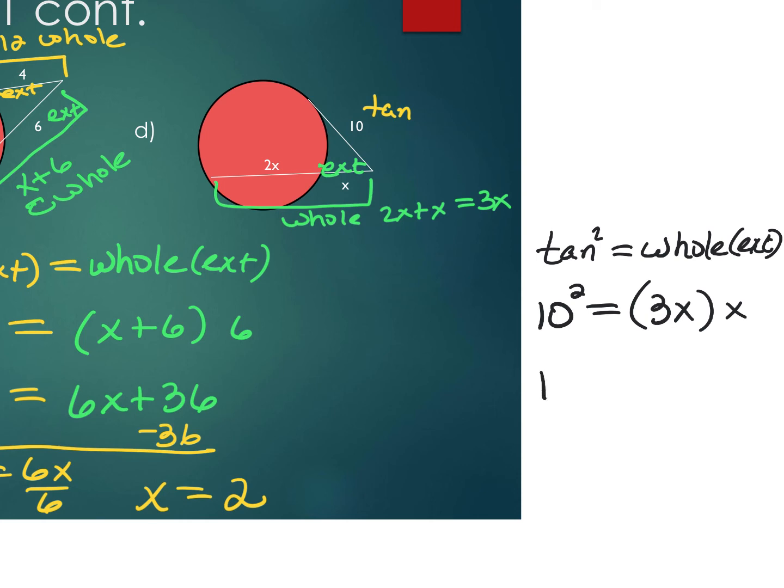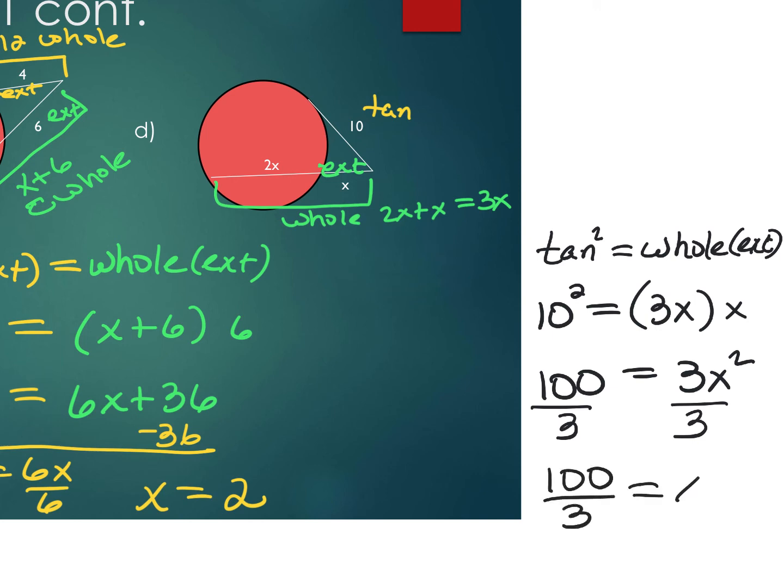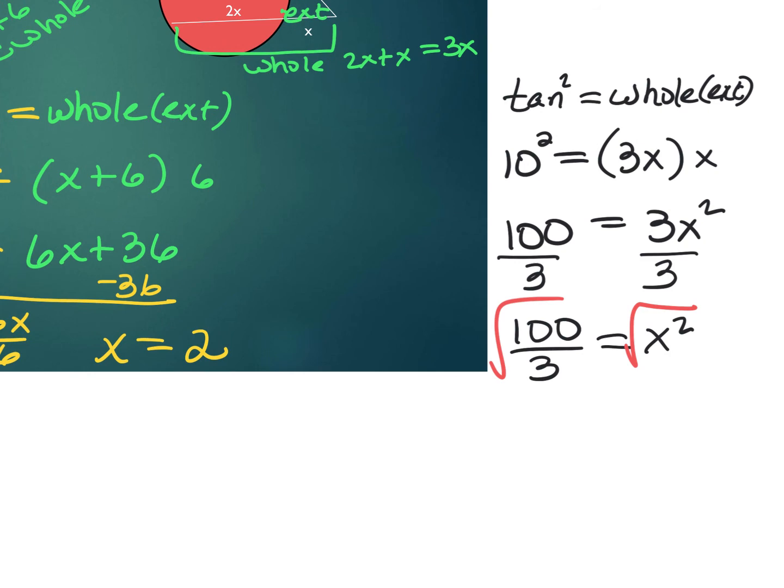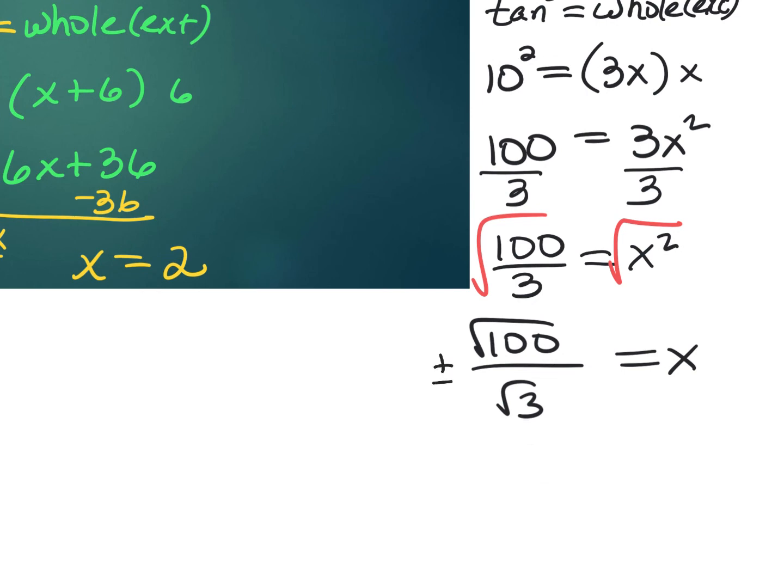10 squared is 100. 3x times x is 3x squared. Divide by 3. I get 100 over 3 is equal to x squared. I need to square root it. So this gives me, and I could do them individually, I could actually do the square root of 100, the square root of 3, and it's plus minus, so it becomes plus and minus 10 over the square root of 3.